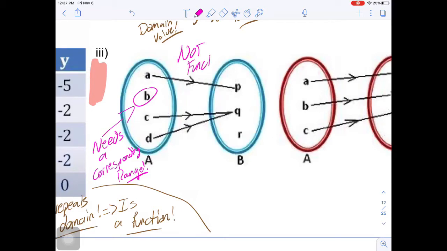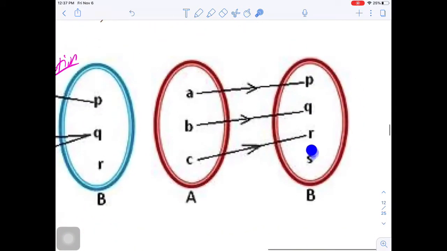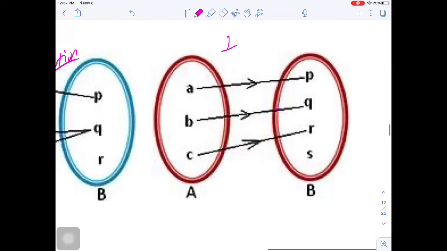That's something that everybody always forgets. They just focus on if the domain values repeat. But if you have a lone domain value, that's an issue. That makes it not a function. Over here, you can have a lone range value. It really doesn't matter. What matters is that each domain value has a corresponding range value, as well as A, B, and C don't repeat yourselves. If I had this, I have an issue. That would make it not a function because A repeats. But this is a function.